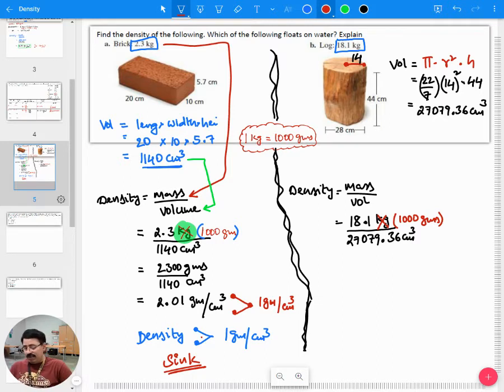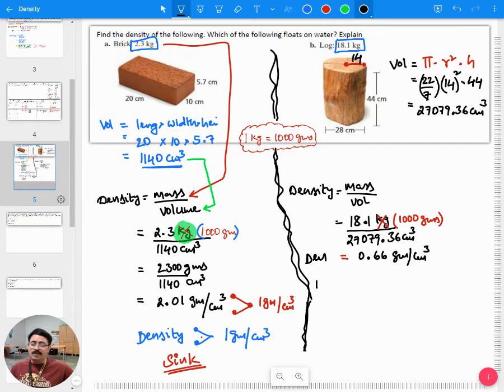So let me multiply 18.1 times 1,000. It's very easy. It is 18,100. But still, let me compute it. 18,100 divided by 27,079.36 cubic centimeters gives 0.66. Then I got the density as 0.66 grams per cubic centimeter.